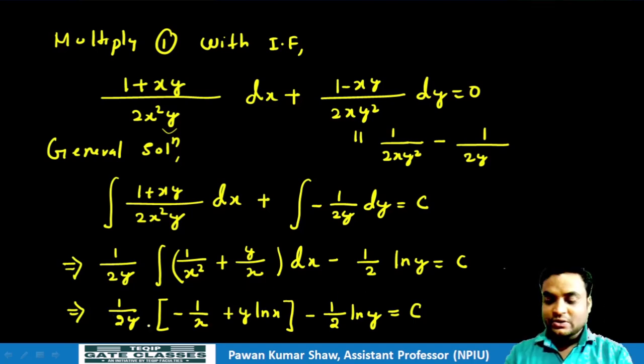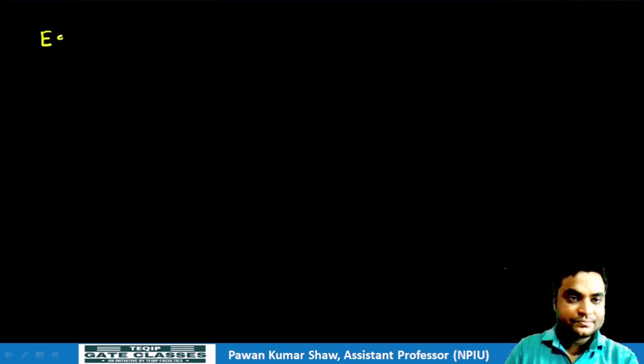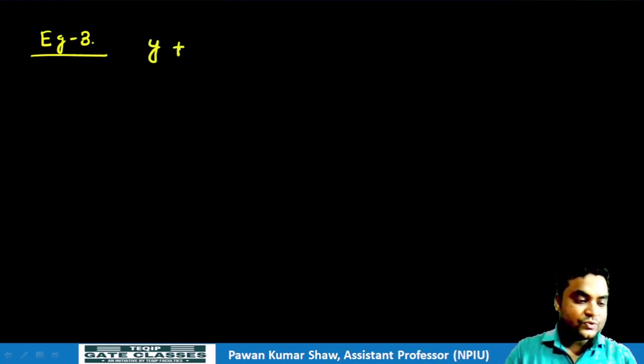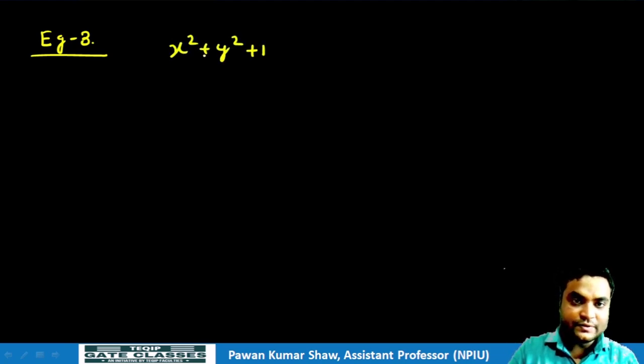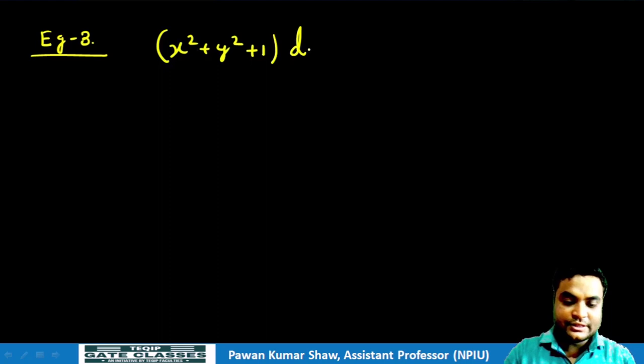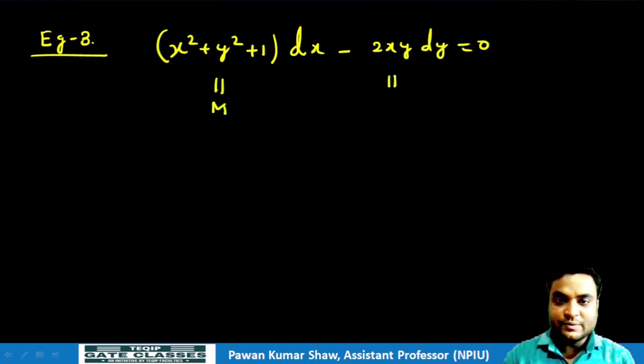Okay, again I am taking another example. That is example number 3. Suppose the equation is x square plus y square plus 1 dx minus 2x dy equal to 0. So here M will be this one and N will be minus 2xy.